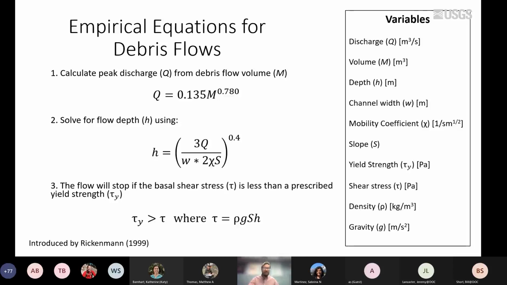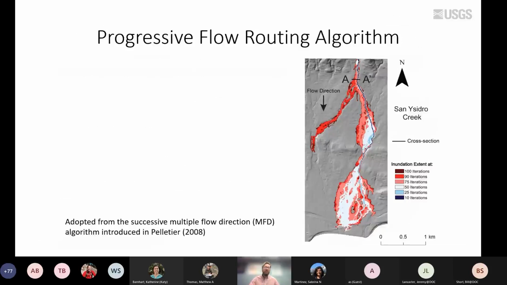I've mentioned a few times that volume is routed, but how do we route it? Well, we use a progressive variation of the multiple flow direction algorithm. So the multiple flow direction algorithm routes flow from one cell to all downstream neighboring cells weighted by slope. However, the multiple flow direction algorithm is best suited for low flow conditions because it only considers topographic slope and not the depth of the flow.